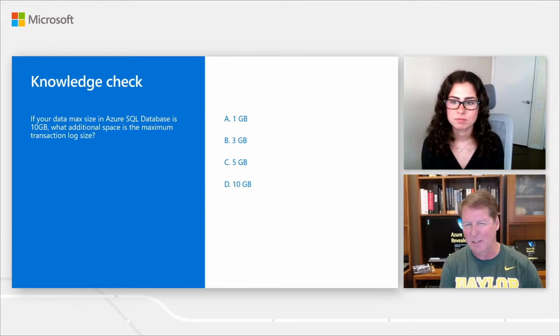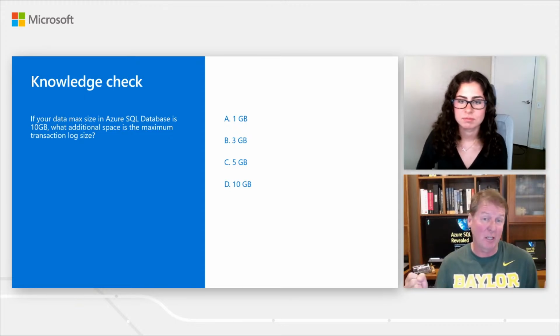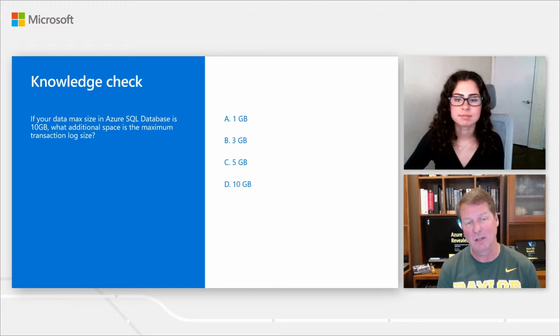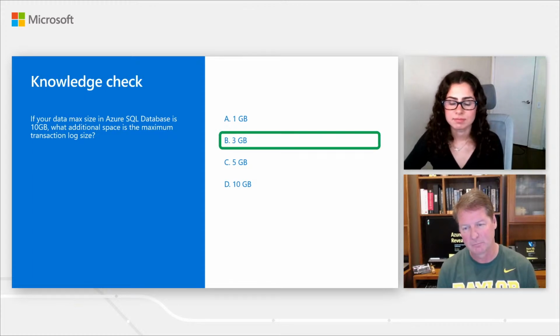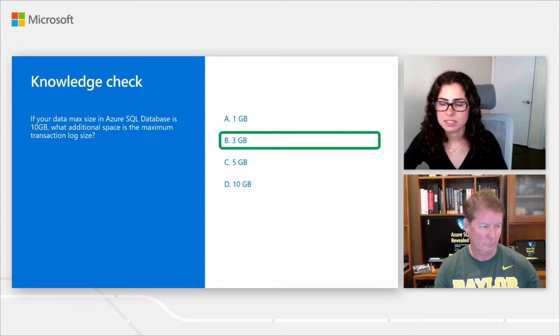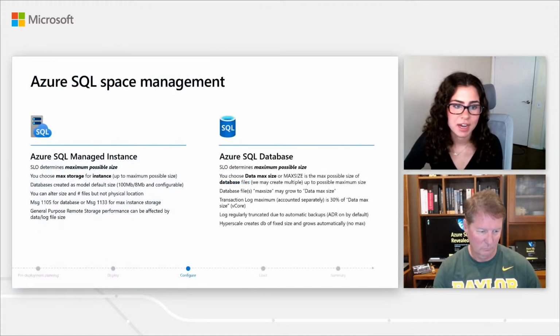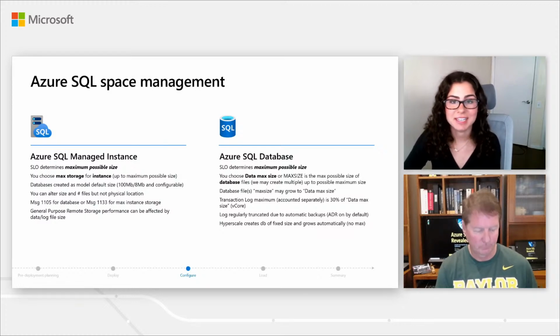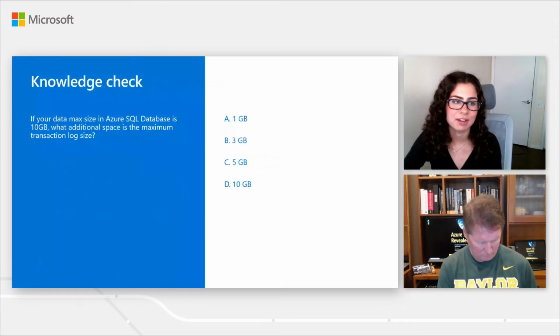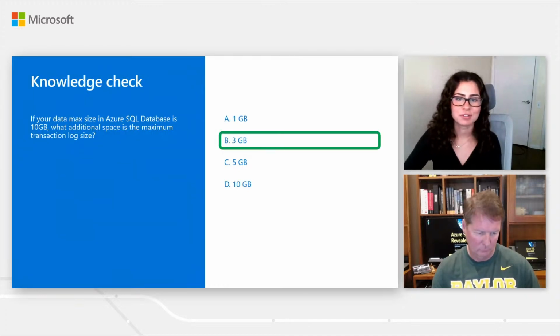I had a very specific thing that I said, and it can't be 1 because that would be 10%. So it's got to be B because that's approximately 30% of the database size of the data max size. And I will say it looks like 87% of people got that, so I think most people got it. To those of you that said 1, just a quick recap: the size was 30% accounted separately of the data max size. So that's how we got from the 10 gigs to the 3 gigs.